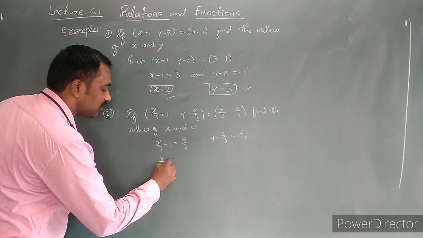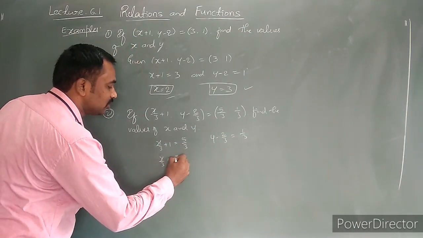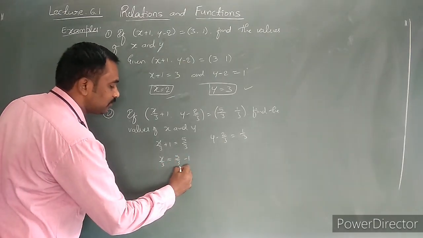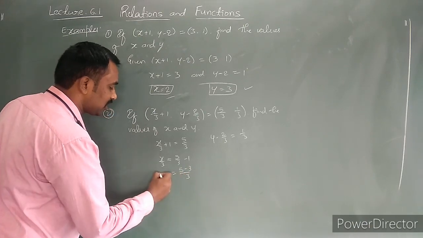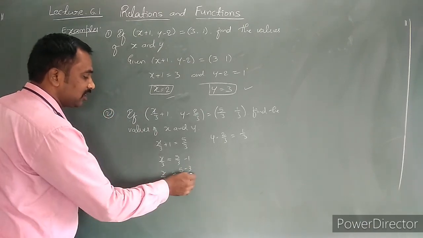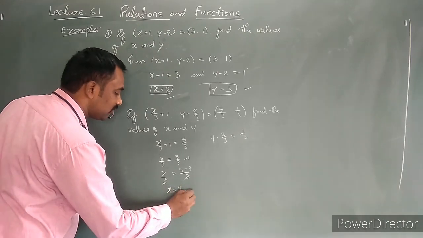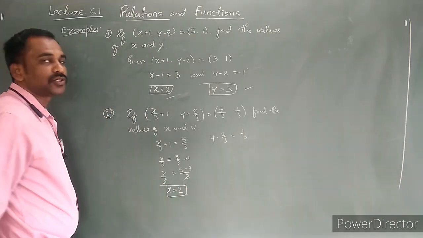First of all, x by 3 is equal to 5 by 3 minus 1. Here 3 is the LCM, so 5 minus 3 divided by 3. Here x divided by 3. Now I just cancel the 3. What is x equal to? X is equal to 5 minus 3, which is 2.